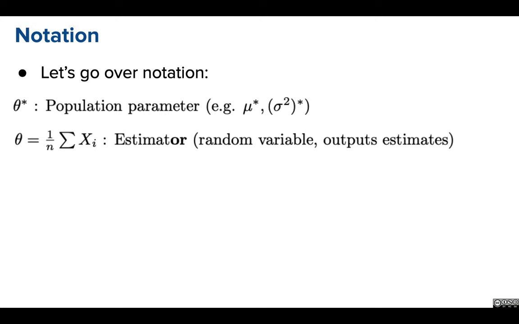Okay, if I write theta hat equal to 1 over n times the sum of random variables X sub 1 through X sub n, this is what we call the estimator. It's a random variable that outputs estimates.